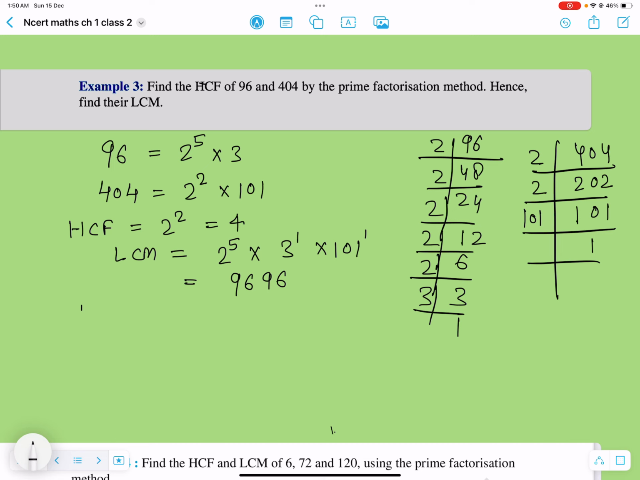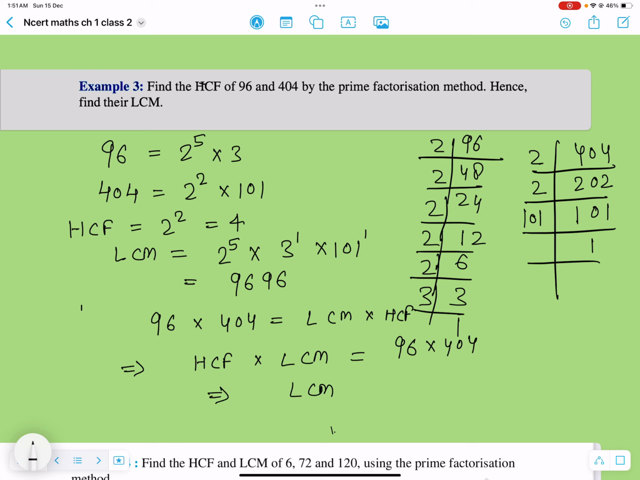But there's another way that you can solve this question. You can just go 96 multiply 404 equals your LCM multiply HCF, or you can go the other way around. So you can say HCF multiply LCM equals 96 multiply 404, and then your LCM would become 96 multiply 404 divided by your HCF, and your HCF was 4. So when you divide it, it will be 101, and then the answer would be 9696.